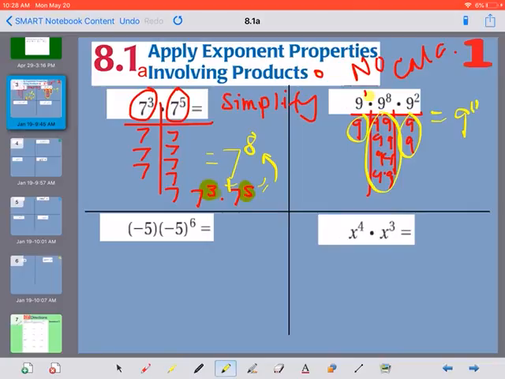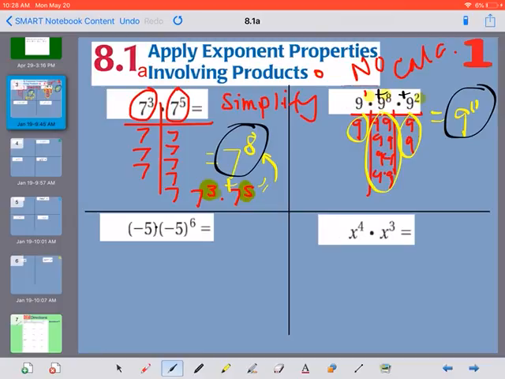We can also get that by adding our 3 exponents. You're just adding 1 plus 8 plus 2 to give you 11. 9 to the power of 11. That is our answer. We're not plugging it into the calculator.